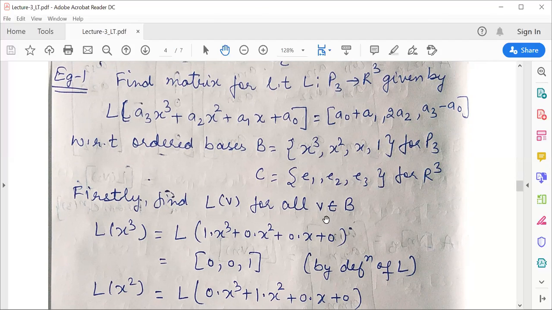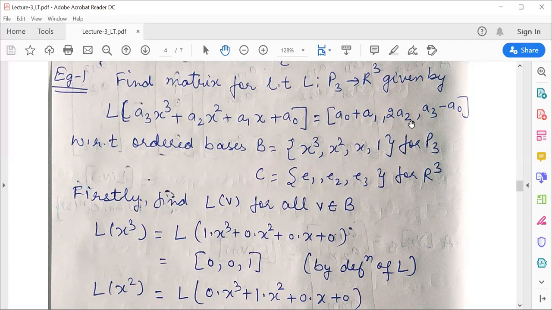Now, calculating L of V for all V belonging to B, the very first element is x cube. L of x cube will be equal to, if you see the linear transformation is defined like this, x cube can be written like this because the linear transformation is defined in this manner. So for convenience, I have written x cube like this. Now, if you compare both the things and the end result is defined like this, then you will get 0, 0, 1, because the first element is A0 plus A1. So here if you compare, A0 is 0, A1 is 0. That means the first element will be 0 here.